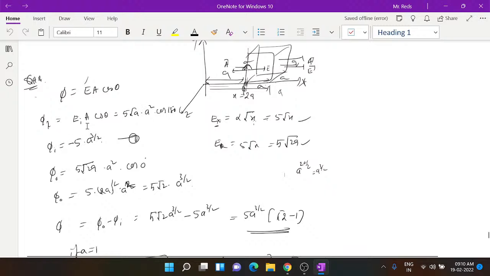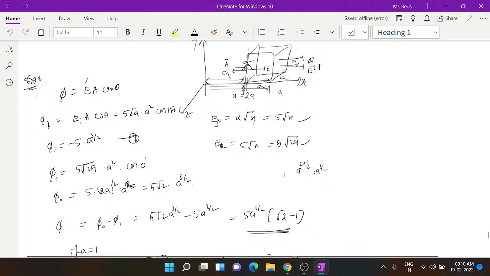Phi I is equal to E I A cos theta. E I is at a distance of a, so you can write it as 5 root a into the area of this surface, a square, into cos theta. Here the electric field is to the right and the area vector is to the left, so the angle between them is 180 degrees. Cos 180 is minus 1, so phi I is minus 5 into a power 5 by 2.